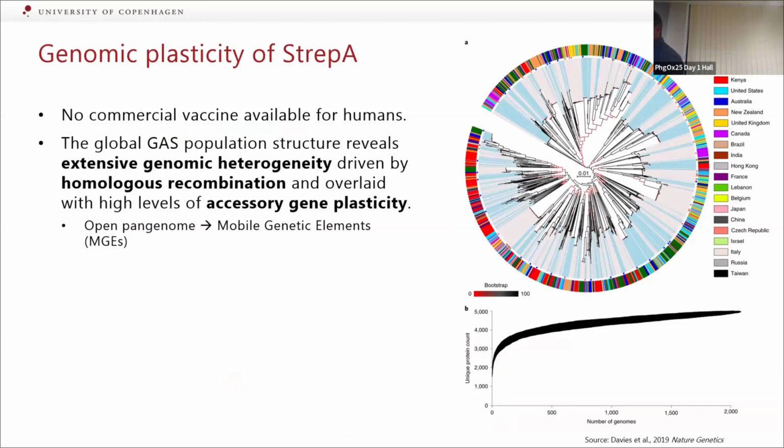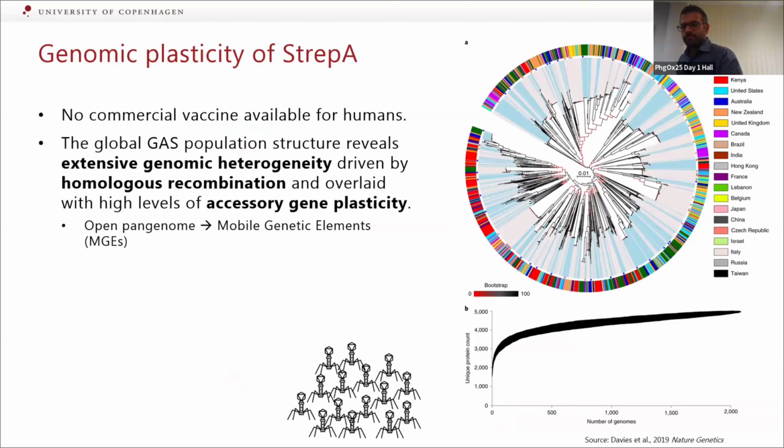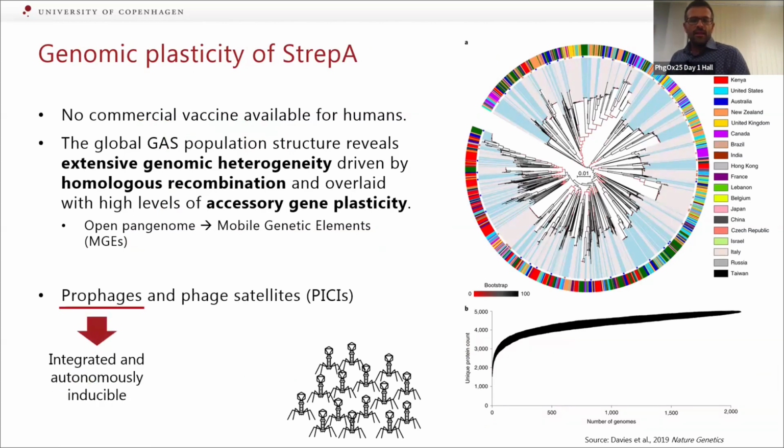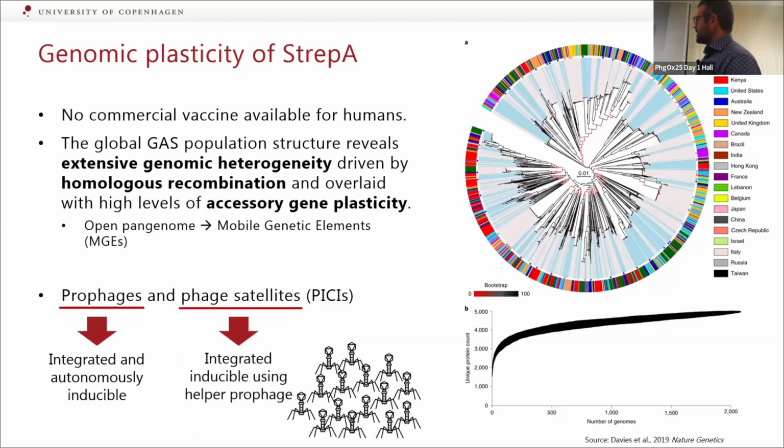The Streptococcus pyogenes genome, from a pangenomic perspective, is quite open. It seems that we have a lot of mobile genetic elements inside the genome of Streptococcus pyogenes, and we're talking about prophages and phage satellites. With prophages, we are very much familiar. They are able to integrate and induce autonomously, but the phage satellites are actually dependent on another helper prophage to complete their cycle, because most of them lack structural genes.